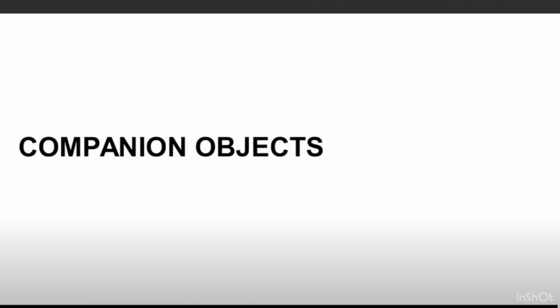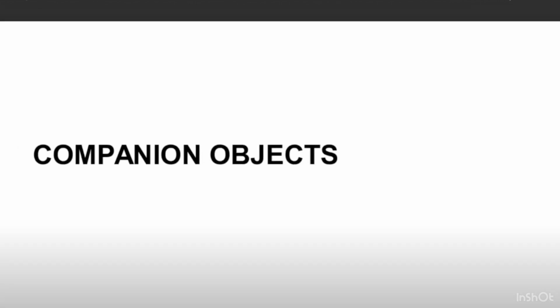Today we will talk about companion objects. Companion objects are those where the class name and the object name are the same. When the class name and the object name are the same, it is called a companion object, and they can access the private variables of both. The object can access the private variables of the class, and the class can access the private variables of the object.